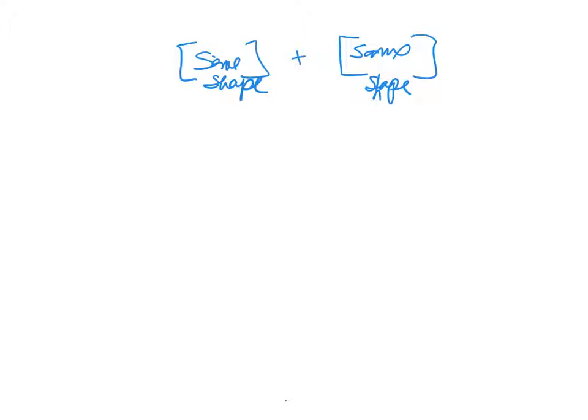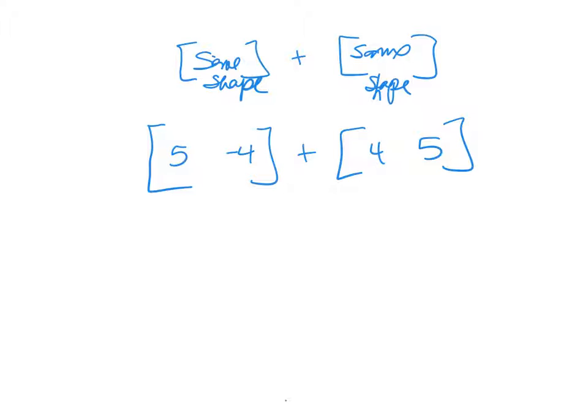So if I have a matrix, let's do number 1: 5, negative 4, those are separate numbers, plus 4, 5. To add these, this is the hardest thing you'll ever do today, but you add the numbers that are in the same position. So that would be 9, 1 as your answer, because 5 plus 4 is 9, and negative 4 plus 5 is 1.